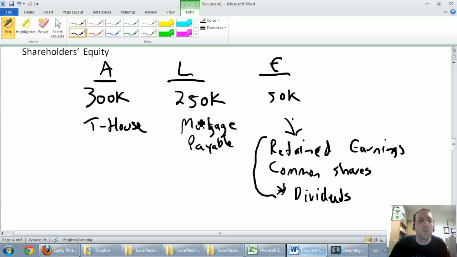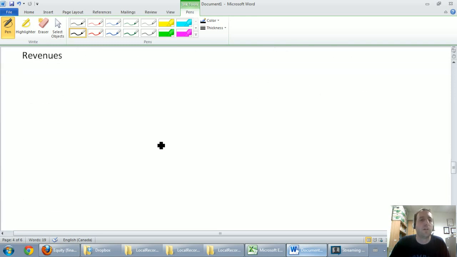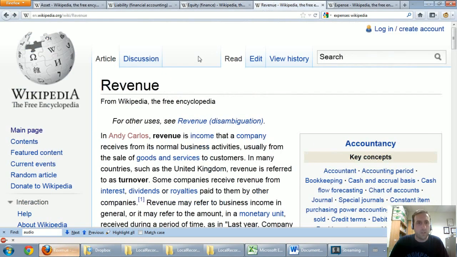Okay, last two definitions, and then we'll get ready to jump into some real deal financial statements. The second to last definition I want to look at is revenues. And you probably have a good idea of what revenues are, but let's quickly look it up on Wikipedia. I mentioned that Wikipedia is a good source.